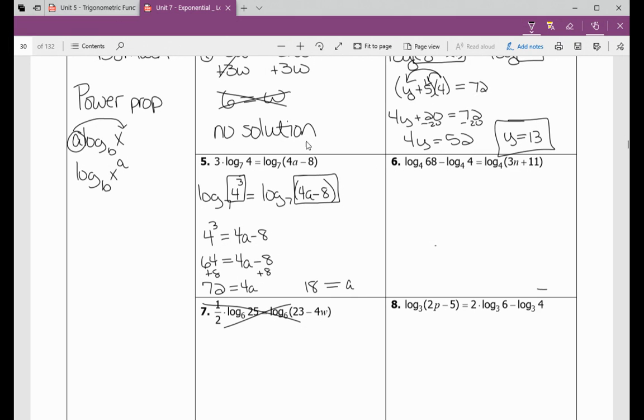Now, I have to check my answer. This number has to stay positive. There's no place for me to plug in 18. This number also has to stay positive, and I do have a place to plug in 18. So 4 times 18 minus 8, that's 72 minus 8, and that outcome, I don't care what it is, but it's going to be positive. So I can keep 18 as my answer.